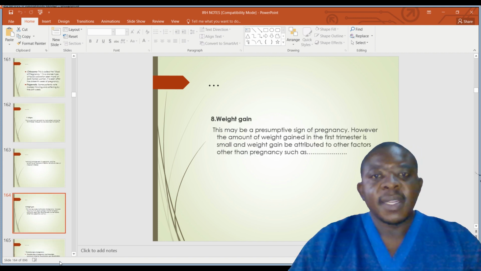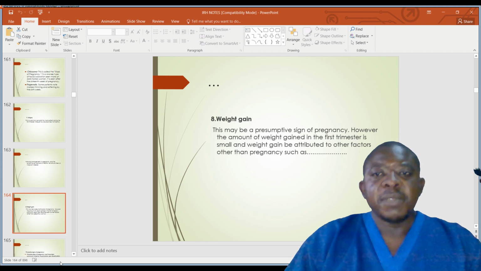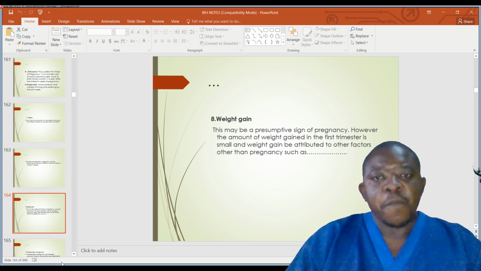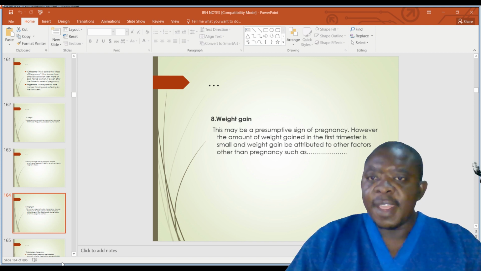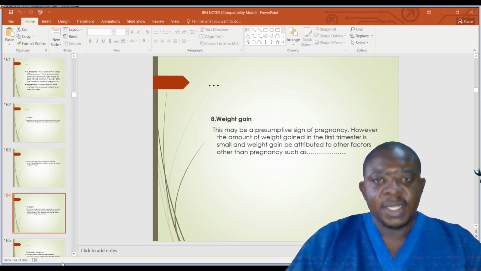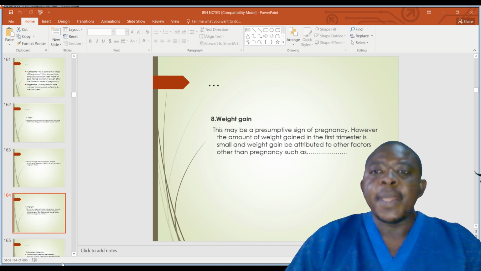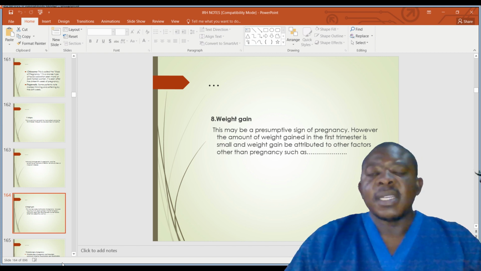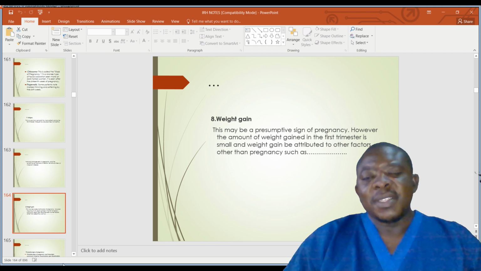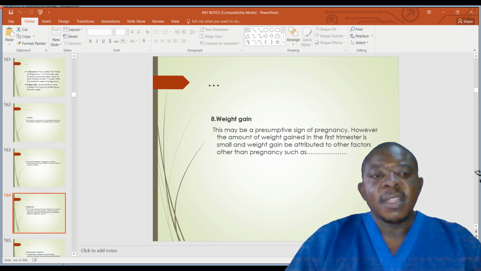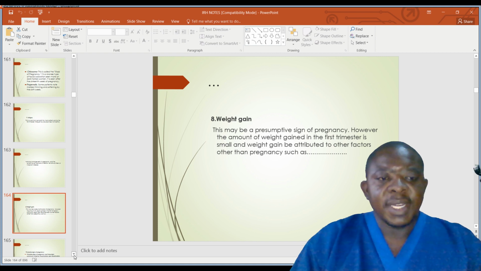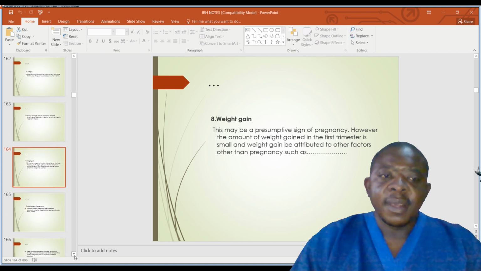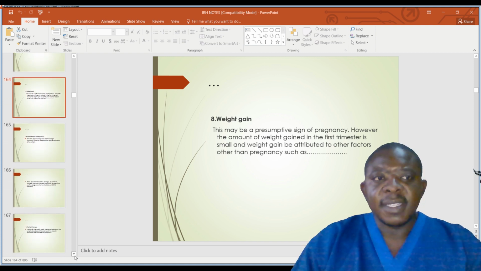Weight gain. This may be a presumptive sign of pregnancy. However, the amount of weight gained in the first trimester is quite small, and weight gain can be attributed to other factors other than pregnancy, such as, let's say, someone who has just developed a lot of appetite all of a sudden because of stress and the likes. They may gain a lot of weight. So that is why it is a presumptive sign of pregnancy.